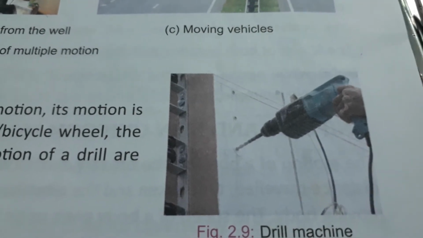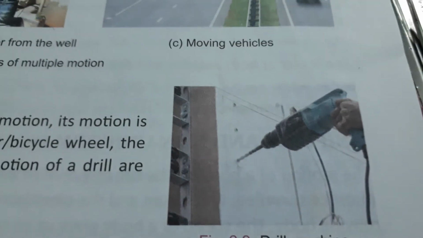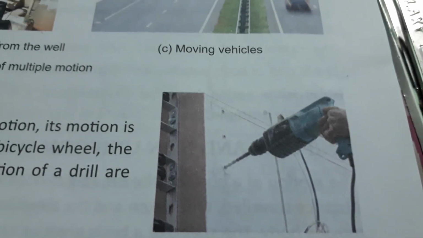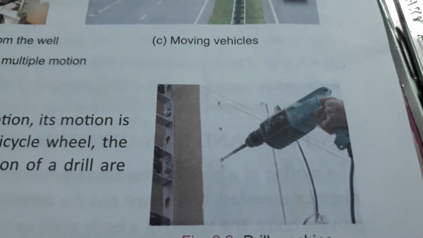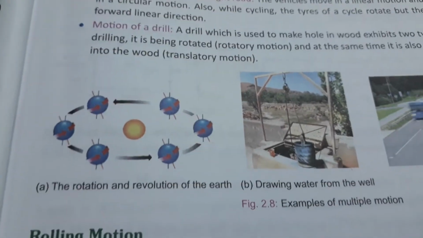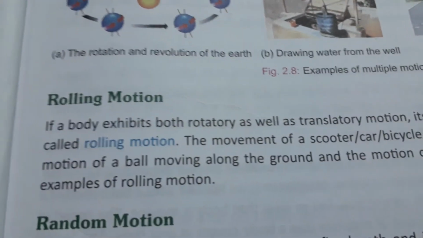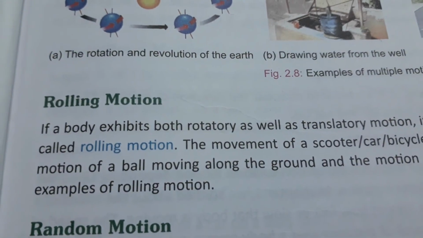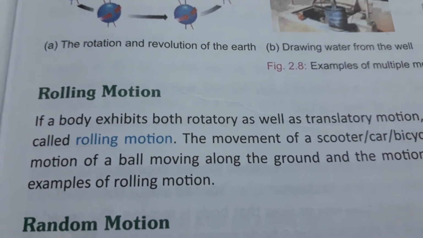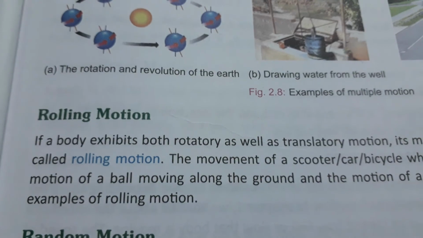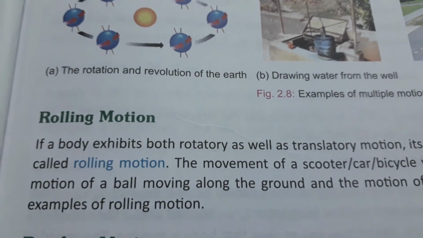It moves forward in a straight line, and also has rotational motion. The driller rotates and moves forward. Two types of motion. This is also mixed motion. So we can say multiple motion. Example, multiple motion. So rolling is multiple motion. Rolling means, as I just told, any object rolls and moves forward. Example: roller, scooter, bicycle or car, anything you can say.